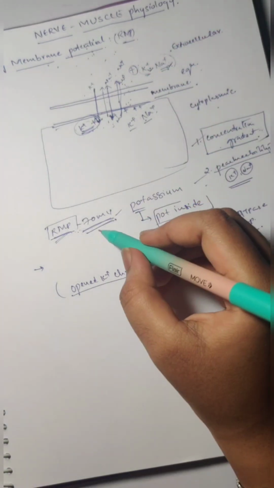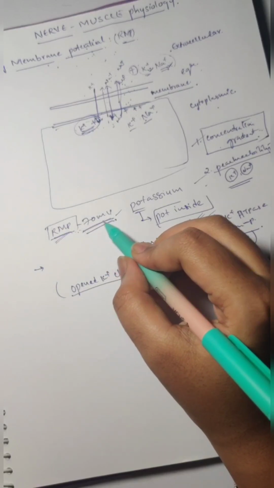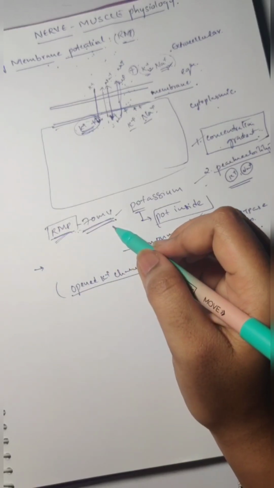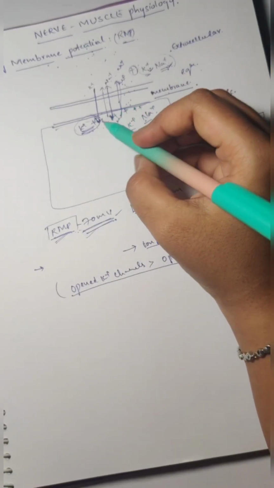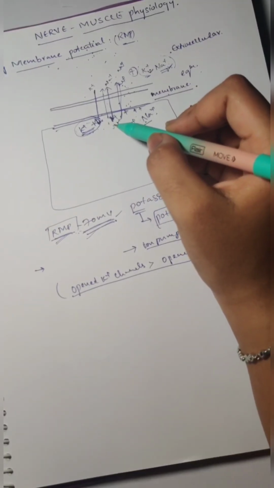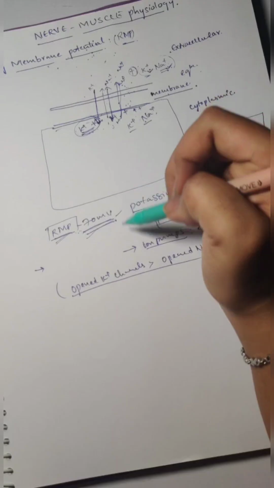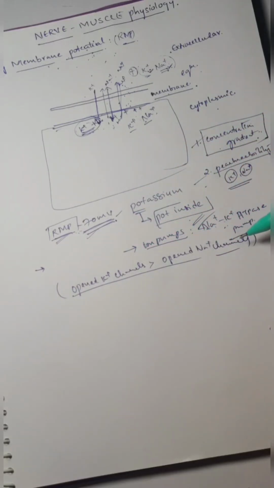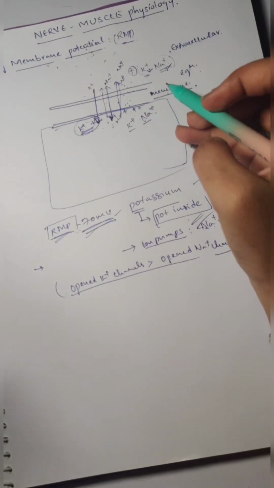The resting membrane potential of a nerve is minus 70 millivolts. That is why it has minus 70 millivolts, because it is equal to the resting membrane potential of the potassium ions. More potassium channels are open than sodium channels. So potassium is the prime agent in keeping the resting membrane potential.